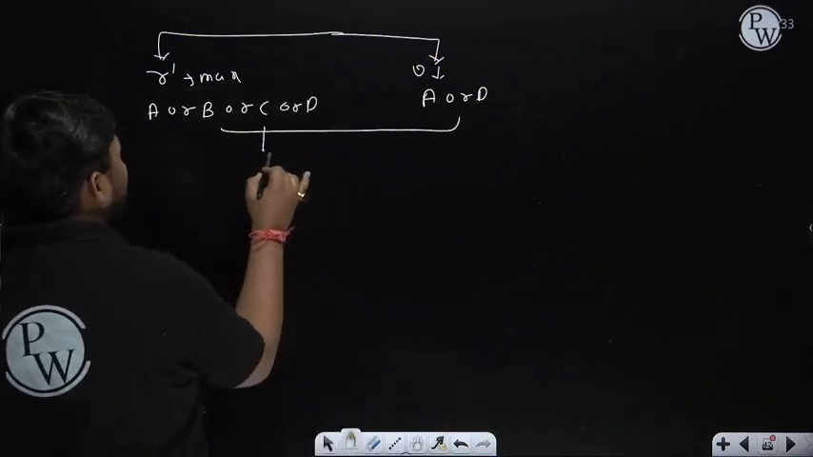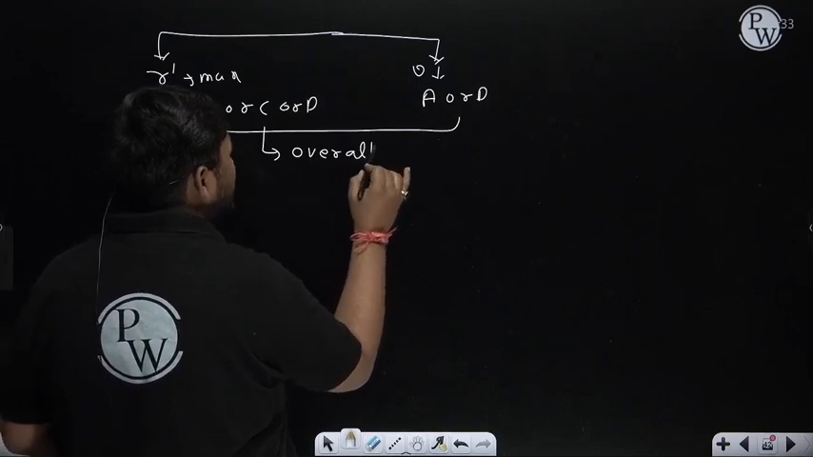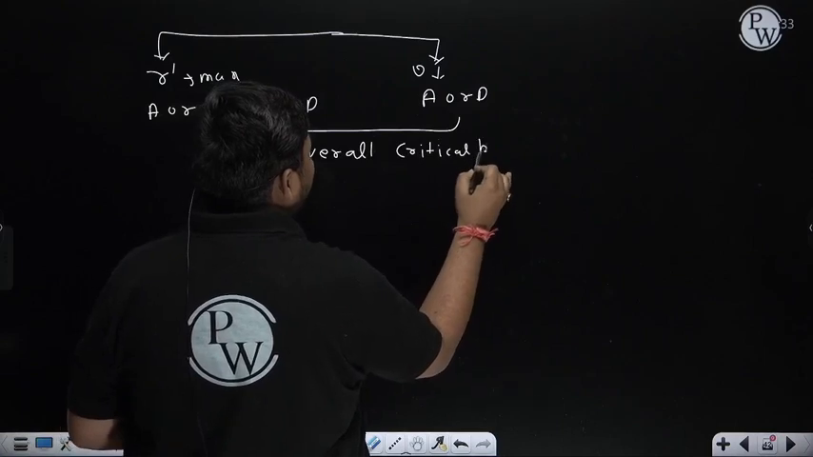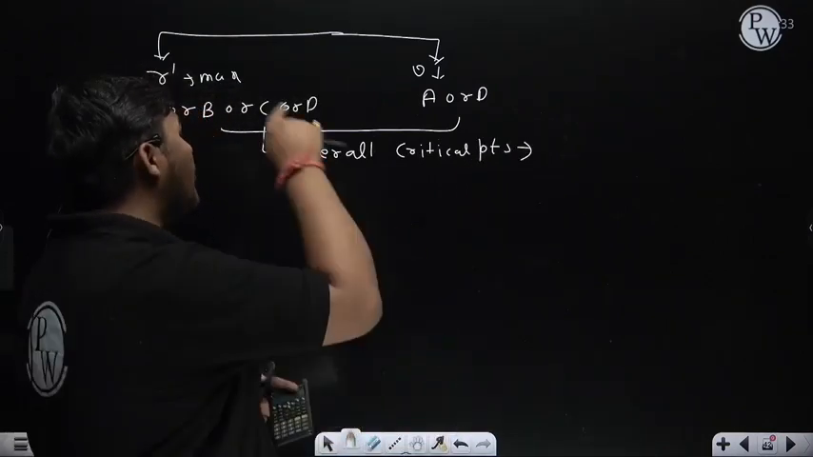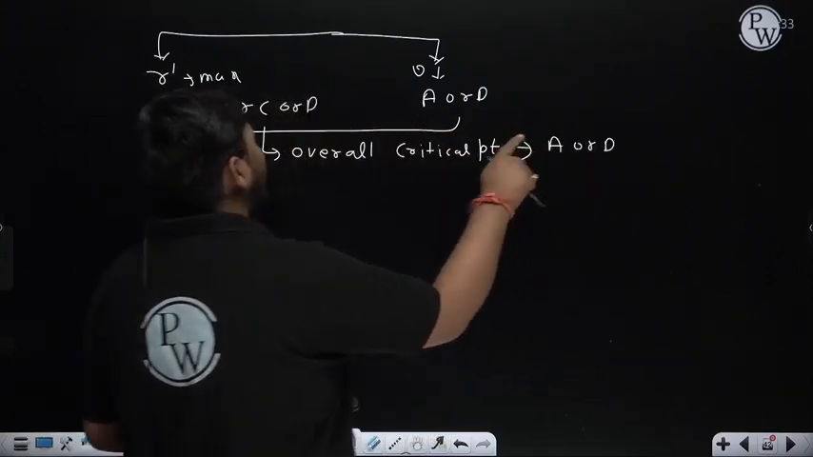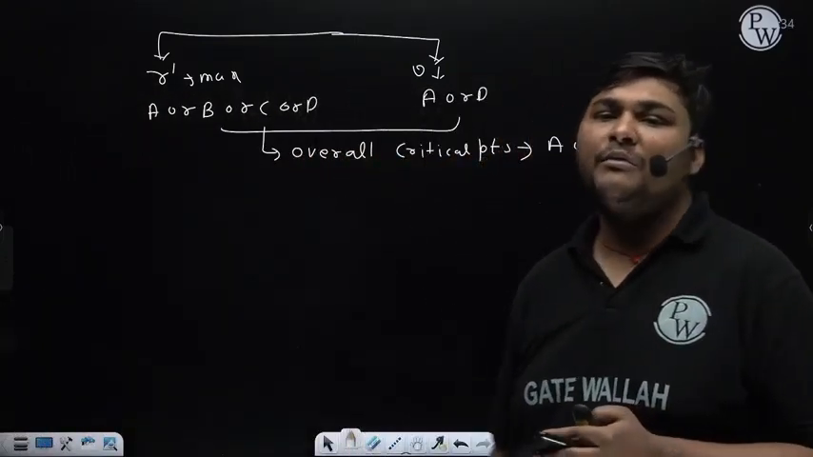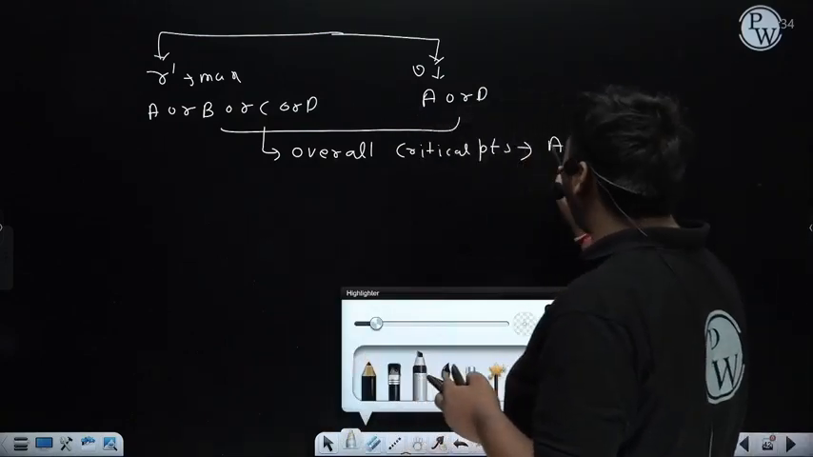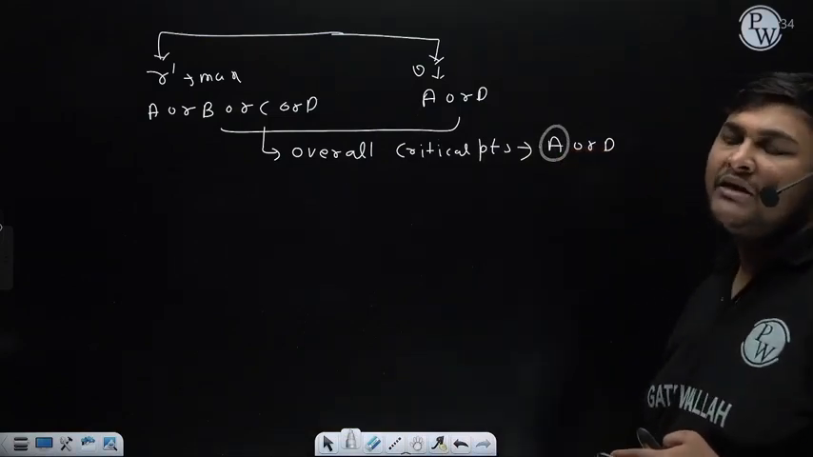Now the overall critical point will be the point which is common in both cases, where R is maximum and theta is minimum. At A or D, R is also maximum and theta is also minimum. So the overall critical point will be either point A or point D. You can take any point out of A and D as the critical point to design. Suppose I am referring to point A as the critical point for design.